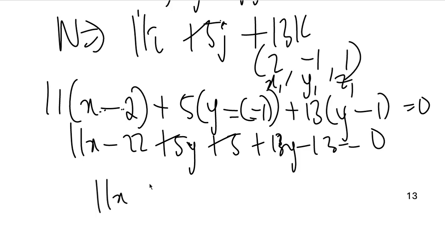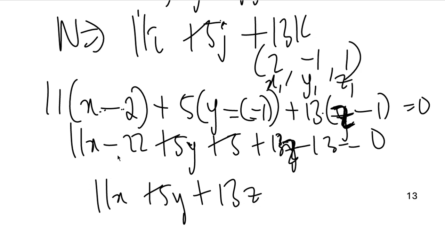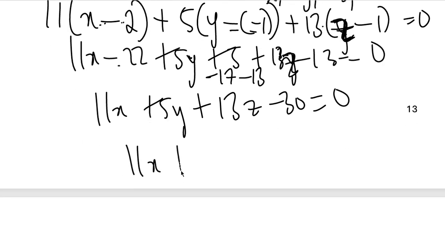And then we have 11x plus 5y plus 13z. This is going to be 13z, right? Sorry, this is going to be 13z, not 13y. This is x minus x1 plus y minus y1 plus z minus z1, so z is z, and then plus 13z. And then negative 22 plus 5 is going to be negative 17, and then negative 17 minus 13 is going to be negative 30 equal to 0. So we can add 30 to both sides, so it becomes 11x plus 5y plus 13z equal to 30.